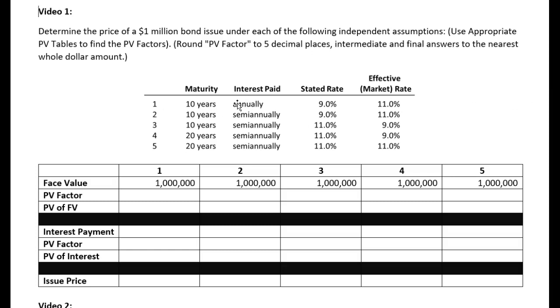So let's start with this first bond. It's a 10-year annual interest bond. So in other words, it matures 10 years from this point. It pays interest annually, so once per year. It has a stated rate of 9% and an effective rate of 11%.